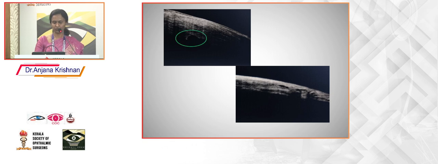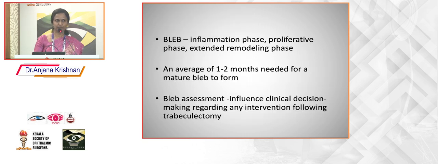Though the image quality is not good, I hope you can make out the sclerotomy ostium. And multiple subconjunctival fluid spaces are highlighted in the next picture. The bleb after surgery goes through an inflammation phase, then a proliferative phase, and an extended remodeling phase, and it takes about 1 to 2 months for a bleb to mature.